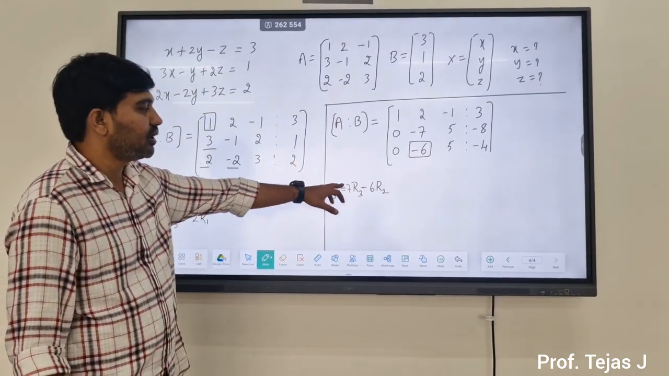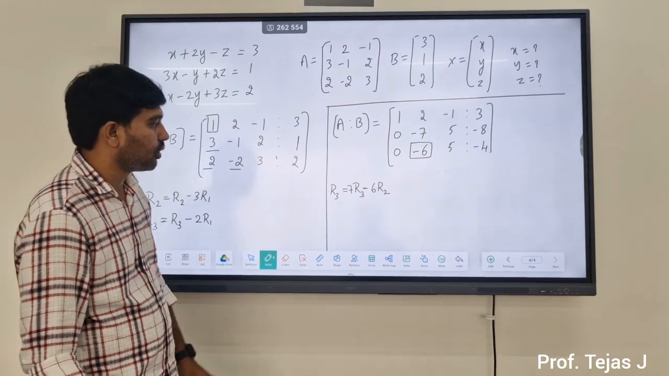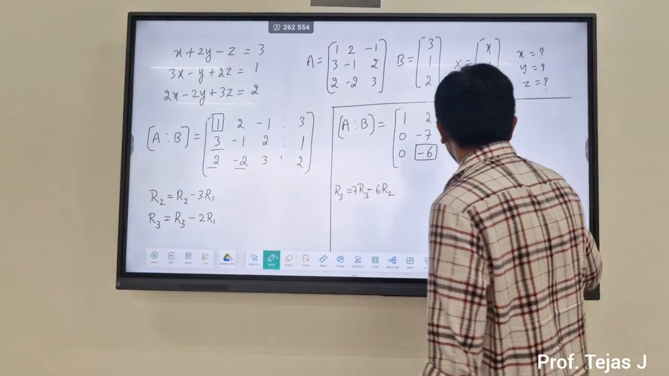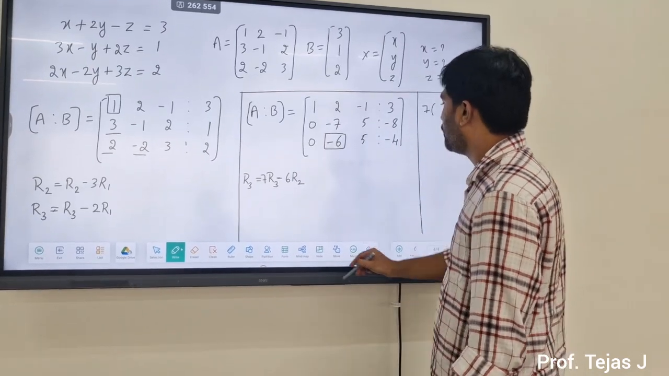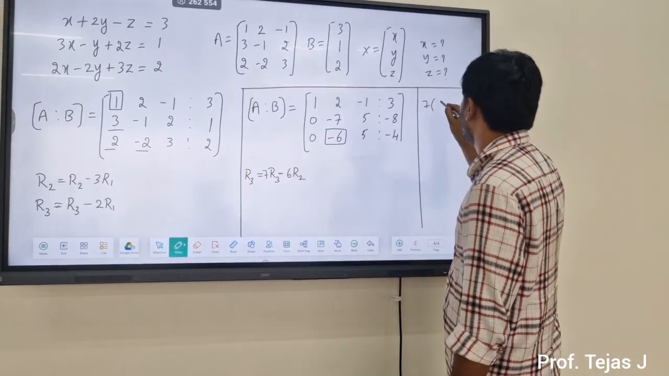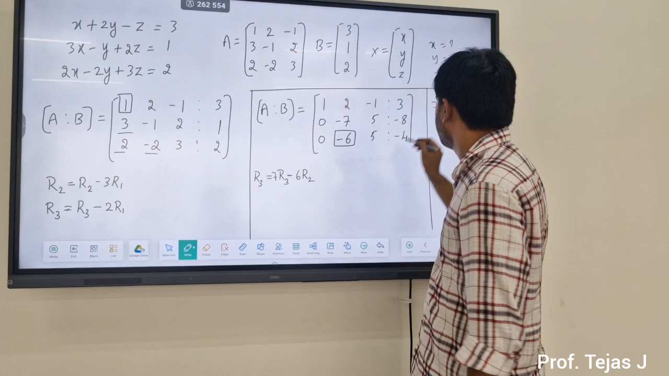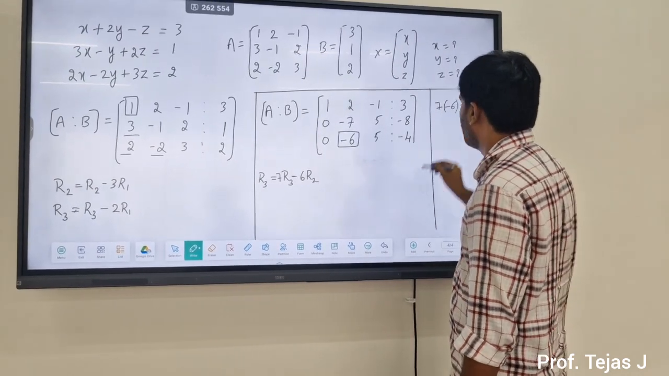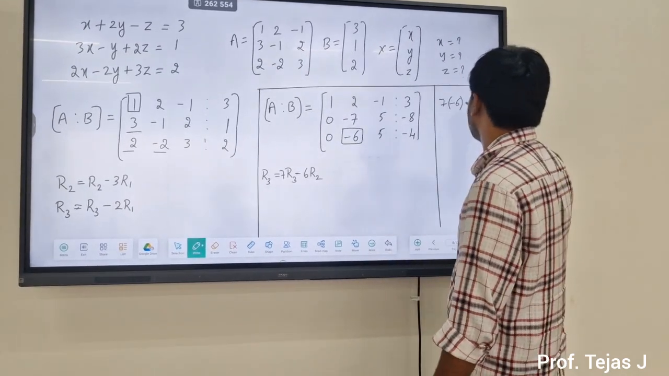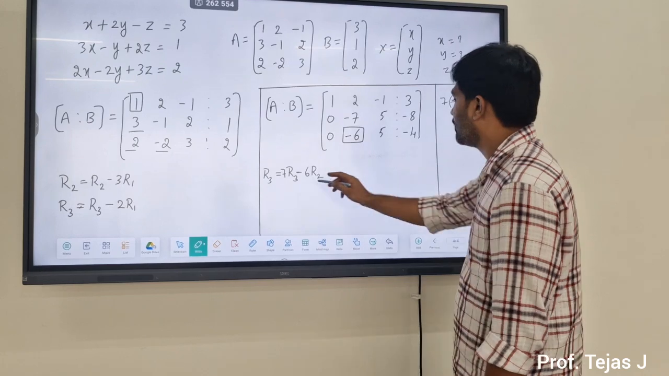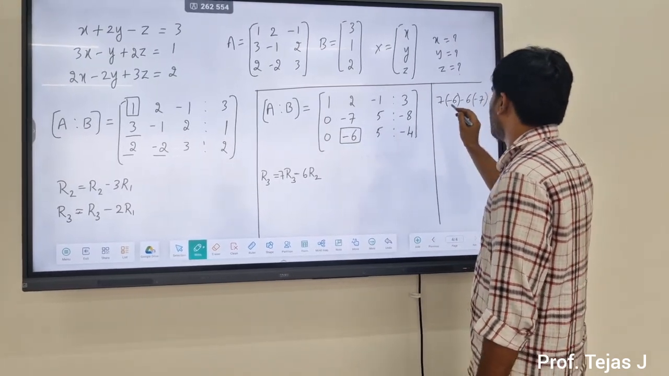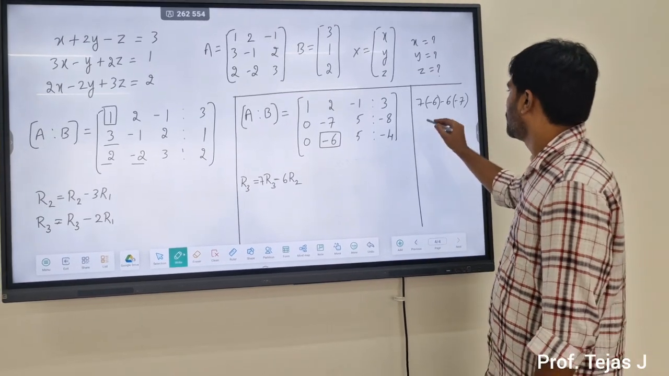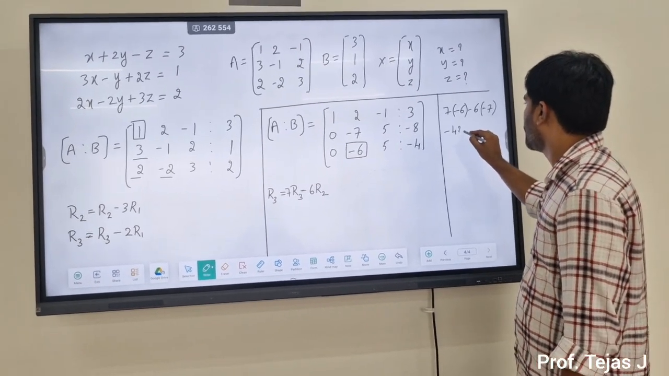Let's check whether our operation is right or wrong. So let's see here on the other side. 7 into R3. What is the R3 value? Minus 6. Minus 6 into, what is the value in R2? It is minus 7. What is the value of 7 into 6? Which is minus 42.